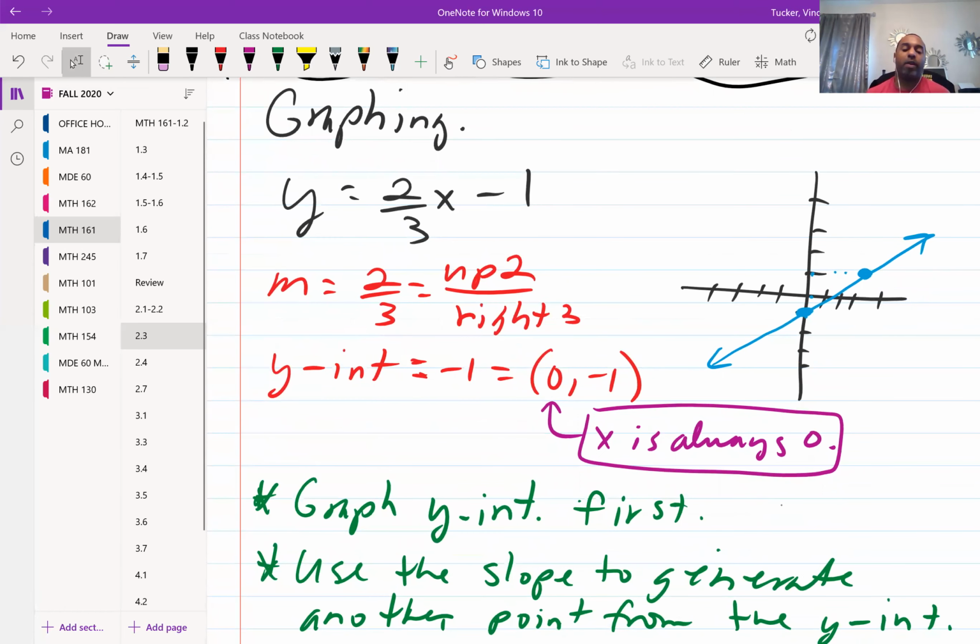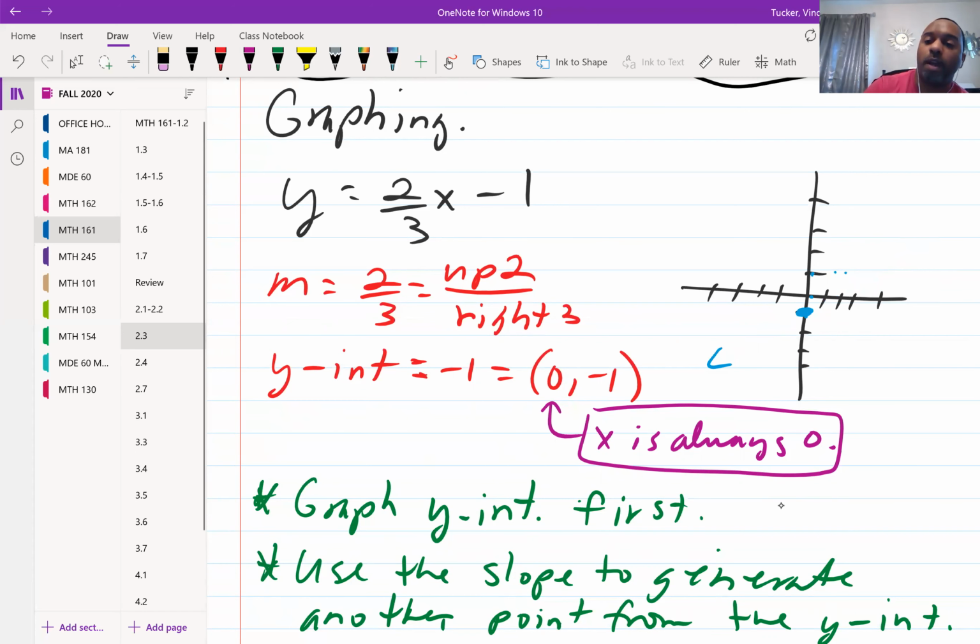So then we'll follow the directions down here in the green. You're going to graph the y-intercept first. So this point, 0, -1, you always graph that first. You always graph your y-intercept first. Then you're going to use the slope to generate another point from the y-intercept. So you're not going back to the origin. You're going to go to the y-intercept.